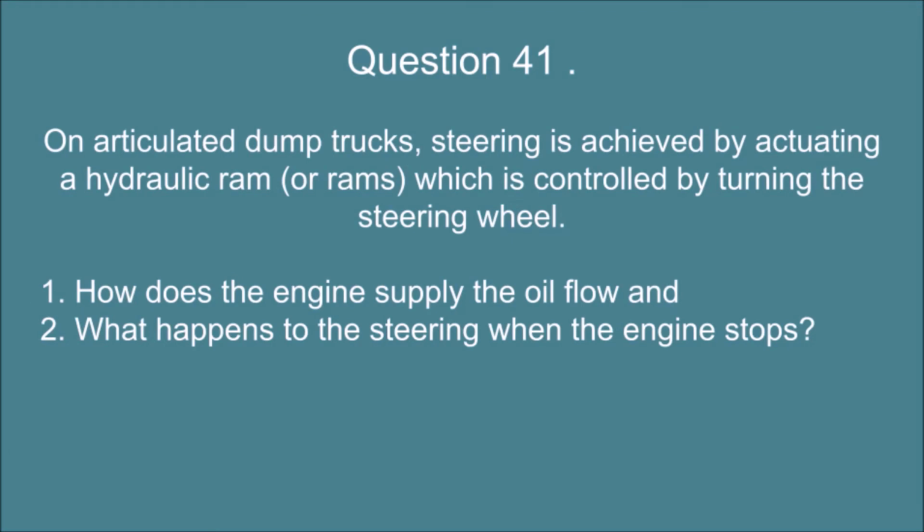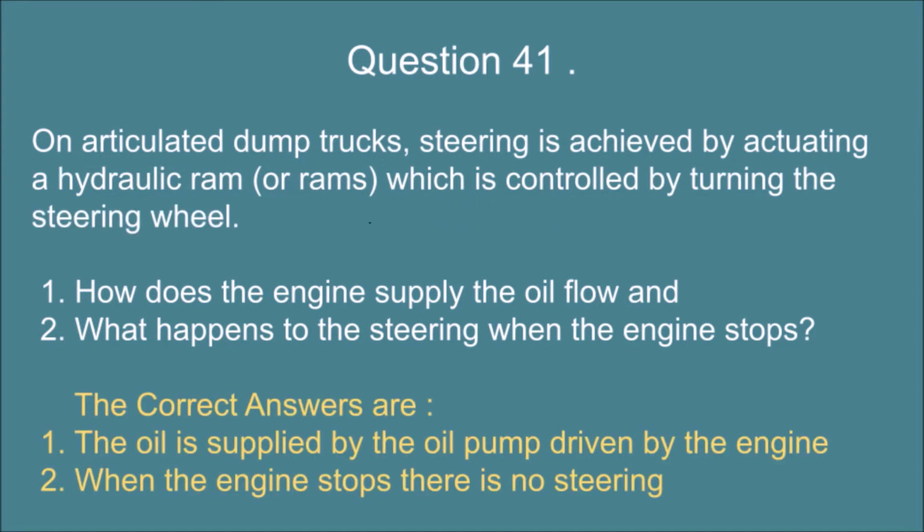Question 41. On articulated dump trucks, steering is achieved by actuating a hydraulic ram, or rams, which is controlled by turning the steering wheel. 1. How does the engine supply the oil flow? 2. What happens to the steering when the engine stops? The correct answers are, 1. The oil is supplied by the oil pump driven by the engine. 2. When the engine stops there is no steering.